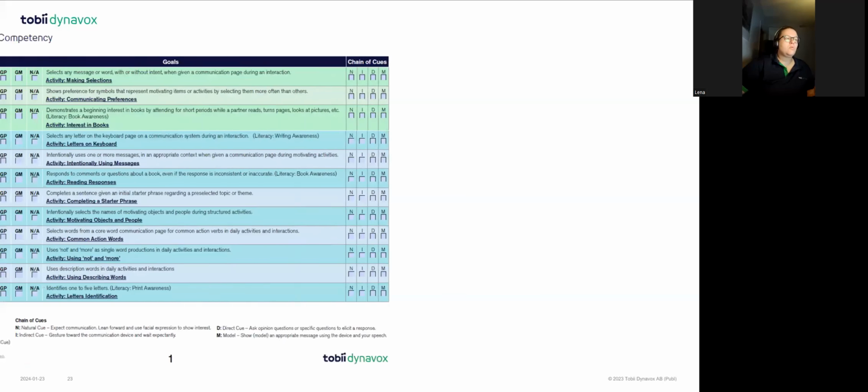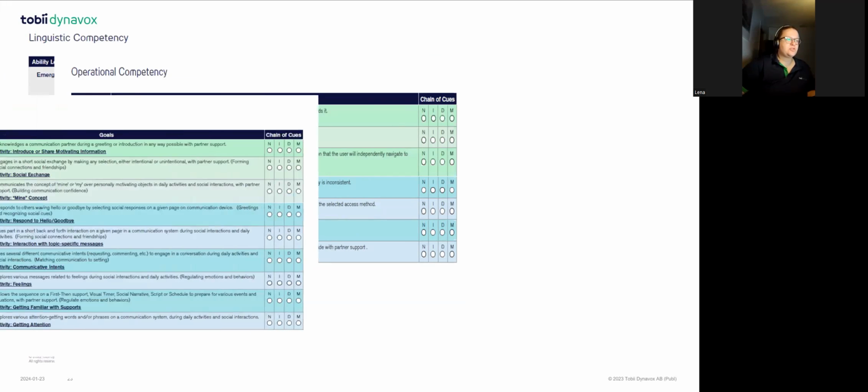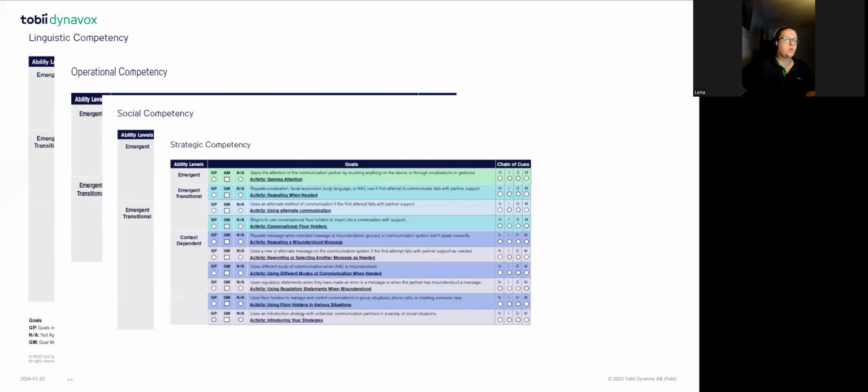So we have our goals that are connected to the different competencies. And as you see, the chain of cues is represented here on the right side. We're seeing with how much support the particular person can achieve that goal.